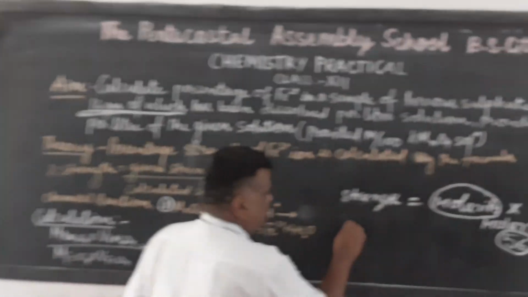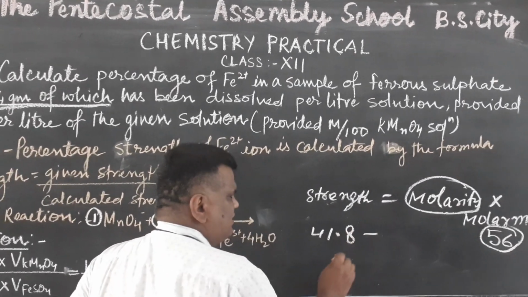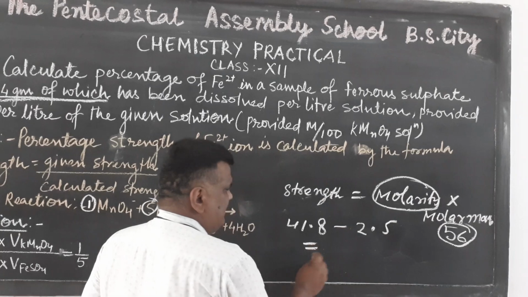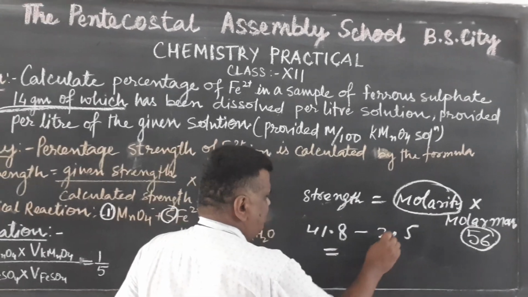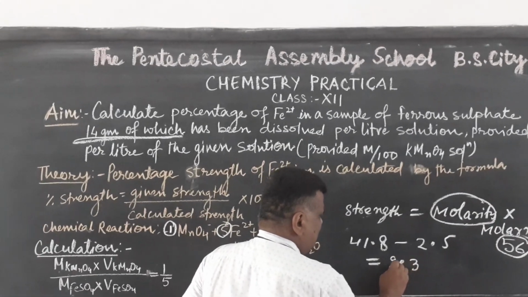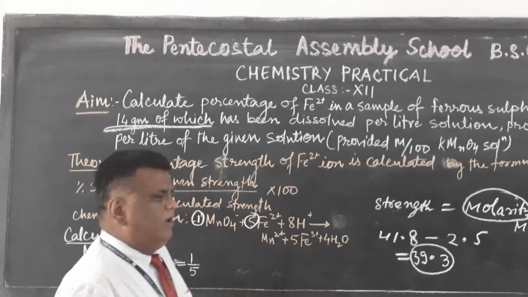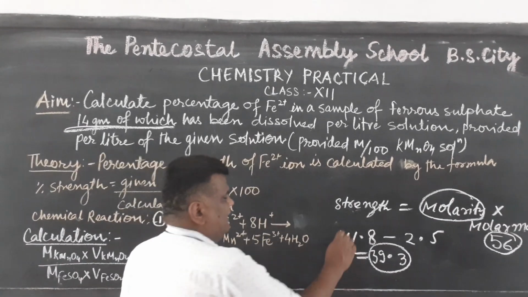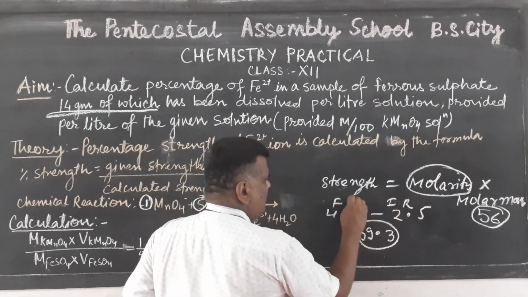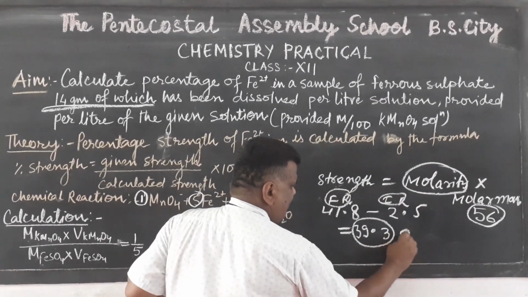Final was 41.8. Initial was 2.5. So the difference is 39.3. So this is the final reading, this is the initial reading, and this is the difference.